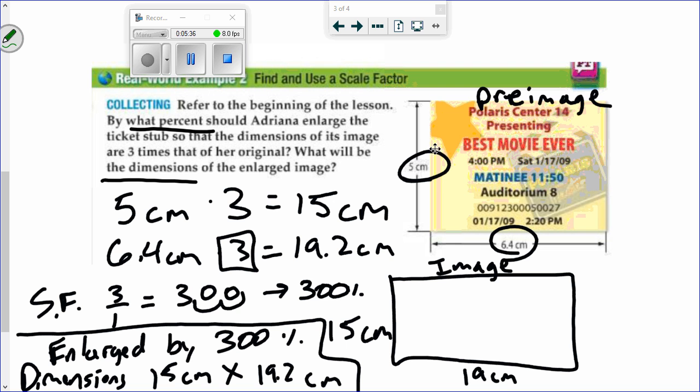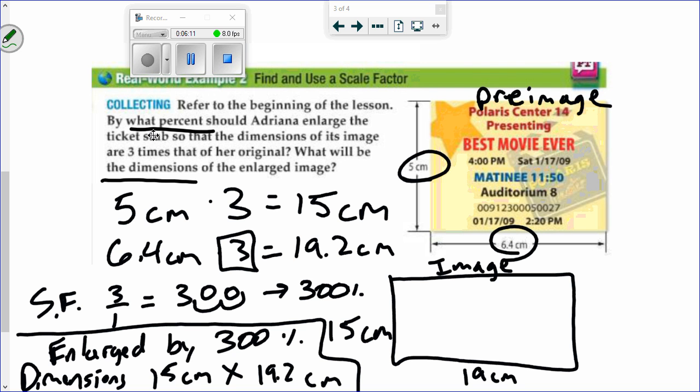We take the dimensions of the pre-image, 5 centimeters. We want it to be 3 times that, so we multiply it by 3. And that's 15 centimeters. So the corresponding side down here is 15 centimeters. We can do the same with the bottom here, 6.4 centimeters. We want that to be 3 times as large, so we multiply it by 3, giving us 19.2 centimeters. Got that. Didn't write the 0.2. 19.2 centimeters, which gives us then our dimensions, 15 centimeters by 19.2 centimeters.